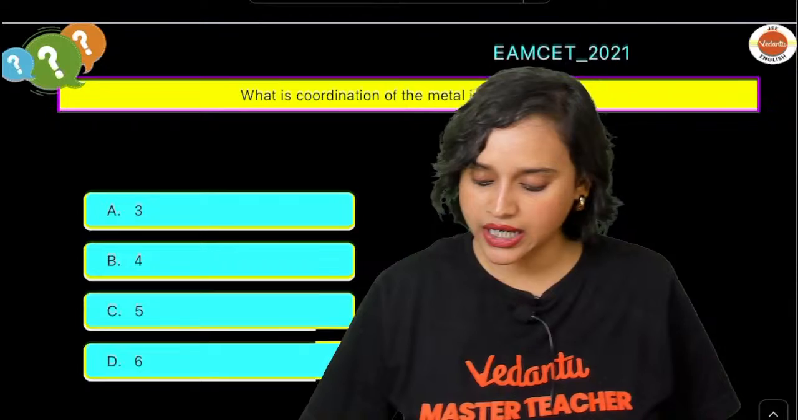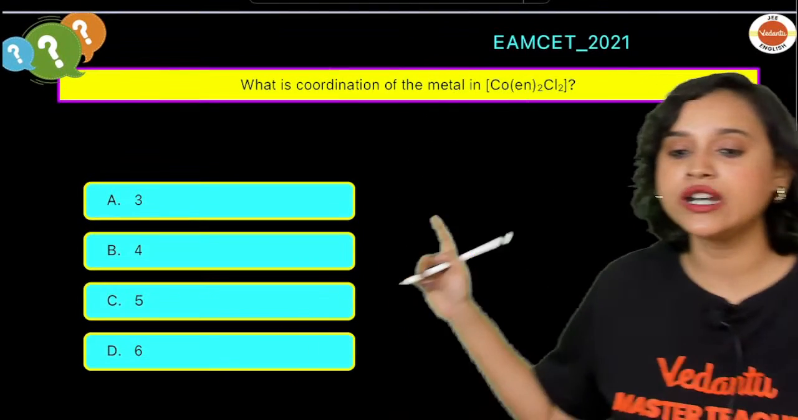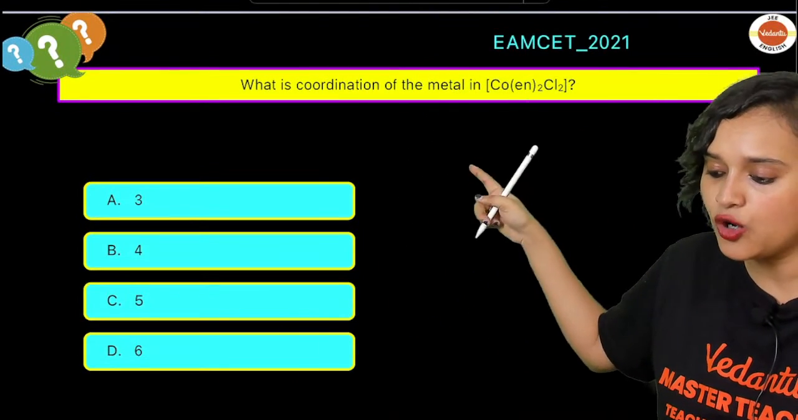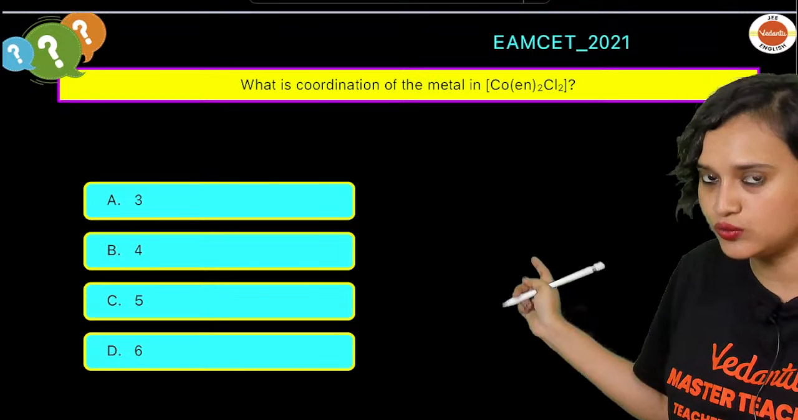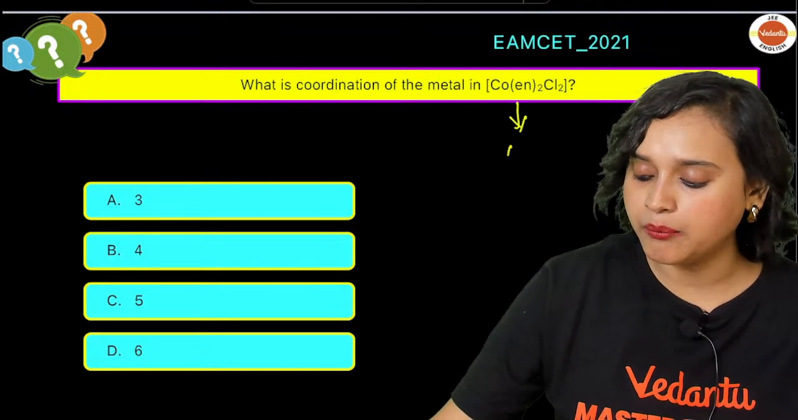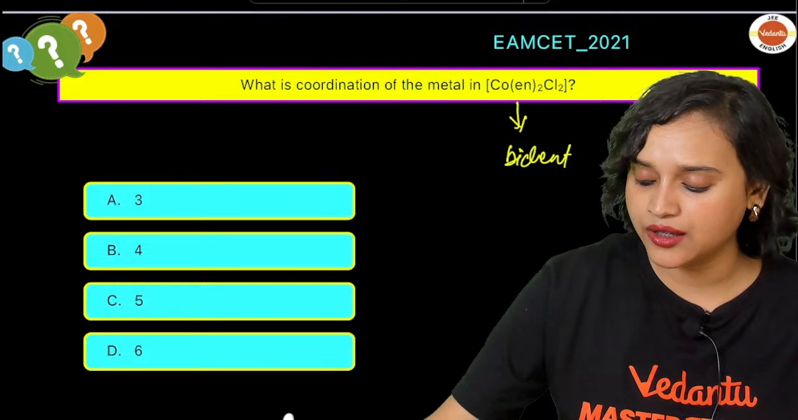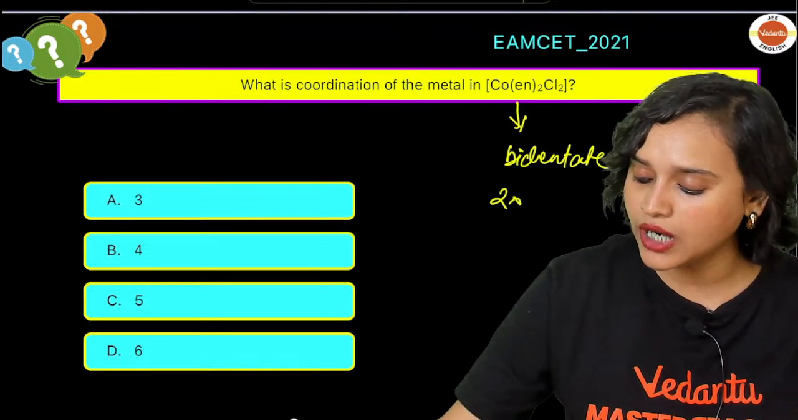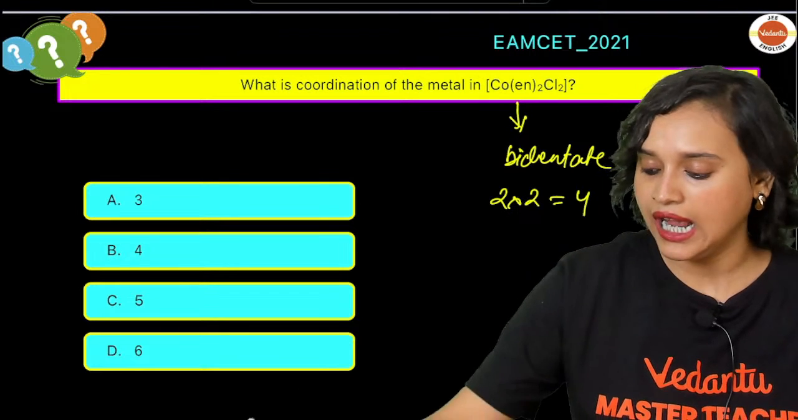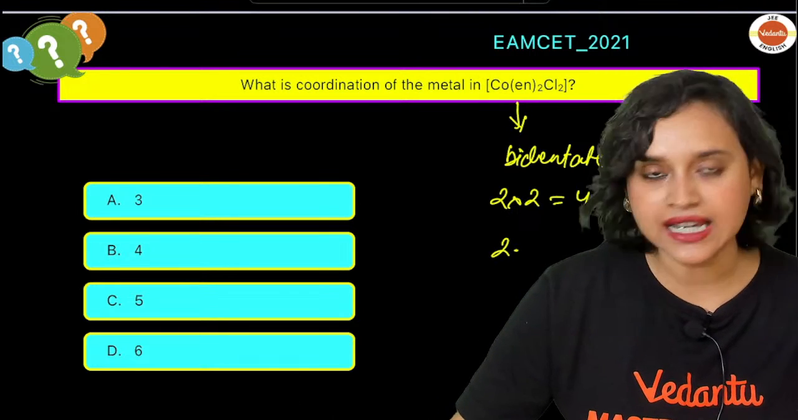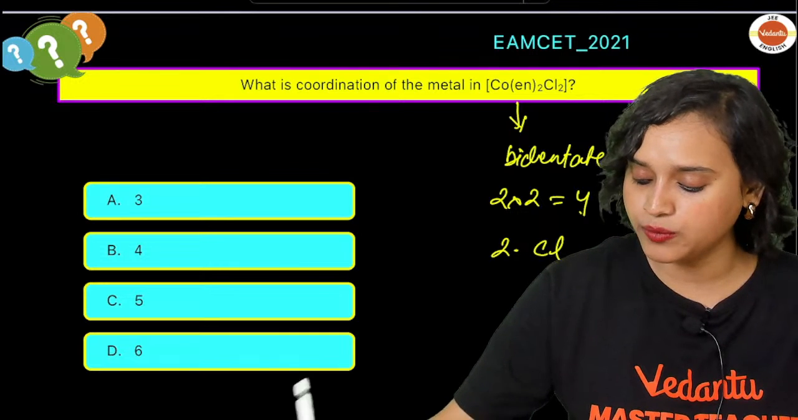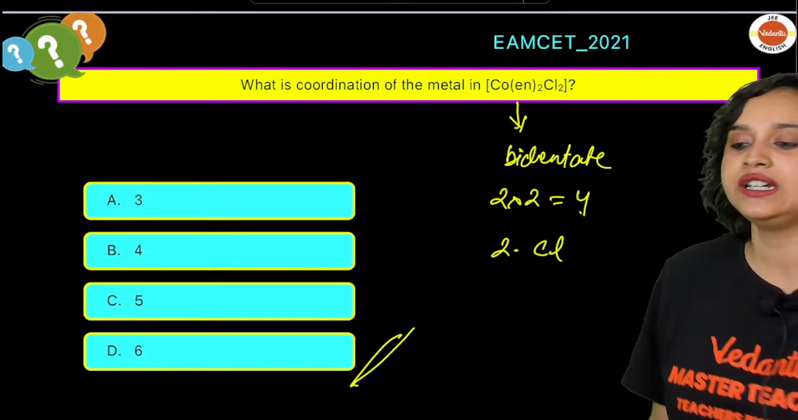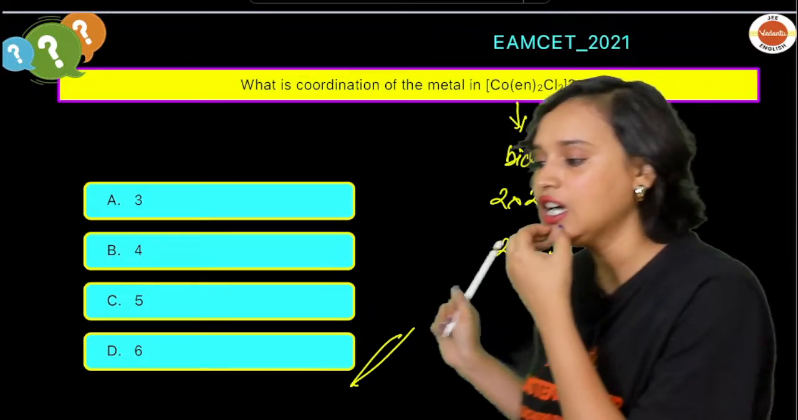Next question, everyone: what is the coordination number of the metal in Co(en)2Cl2? Now, en is a bidentate ligand. That means 2 multiplied by 2 will be 4, and there are 2 Cl. So 4 plus 2 is 6, option D. This is an octahedral complex.